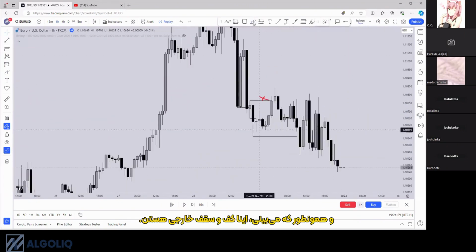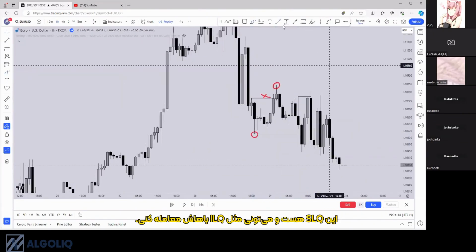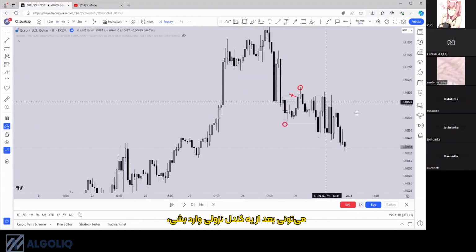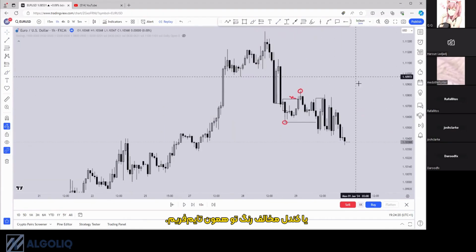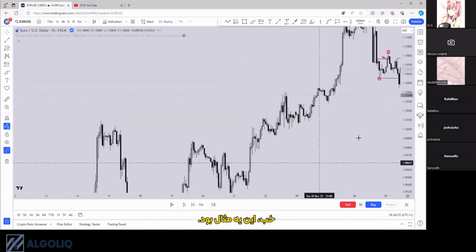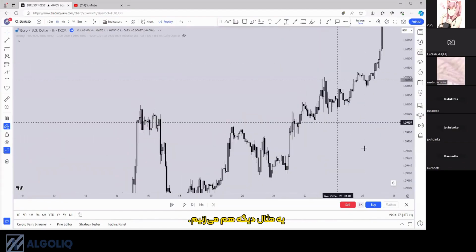And as you can see, these are external low, external high. This is SLQ, and you can trade this the same way as ILQ. You can just enter after a bearish candle, an opposite color candle on the same time frame. Okay, so that's one example. We'll get one more.